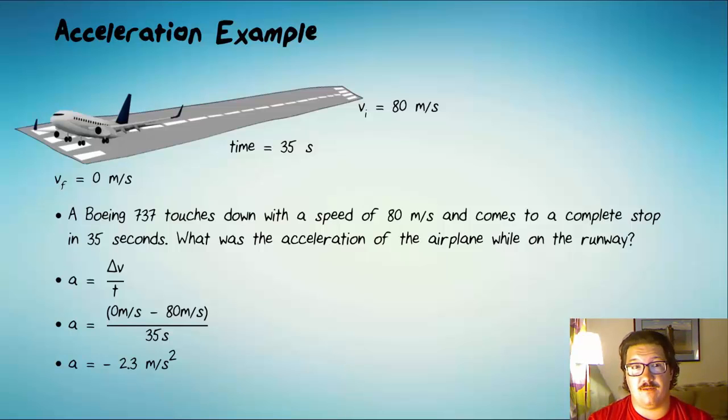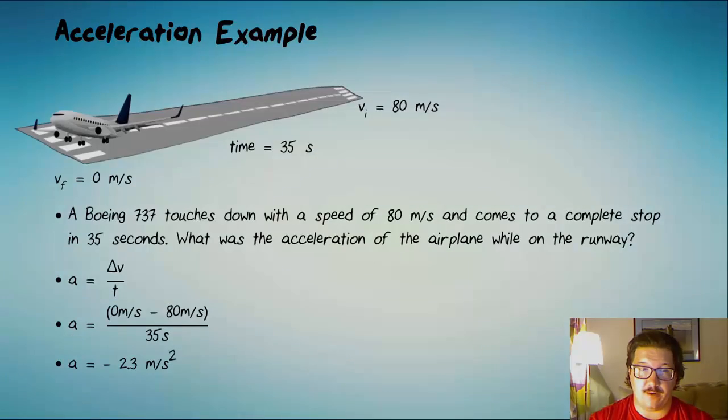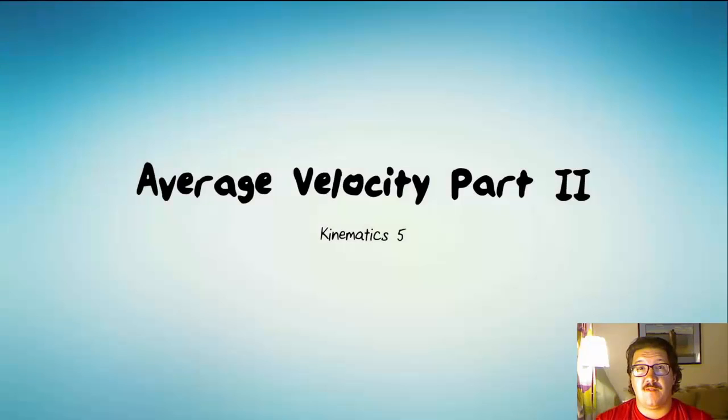So each second, the velocity changed by 2.3 meters per second, and the negative sign in this case is telling us that the velocity is being reduced by 2.3 meters per second every second, from 80 all the way down to 0. The fifth lesson in kinematics is the second part of average velocity.